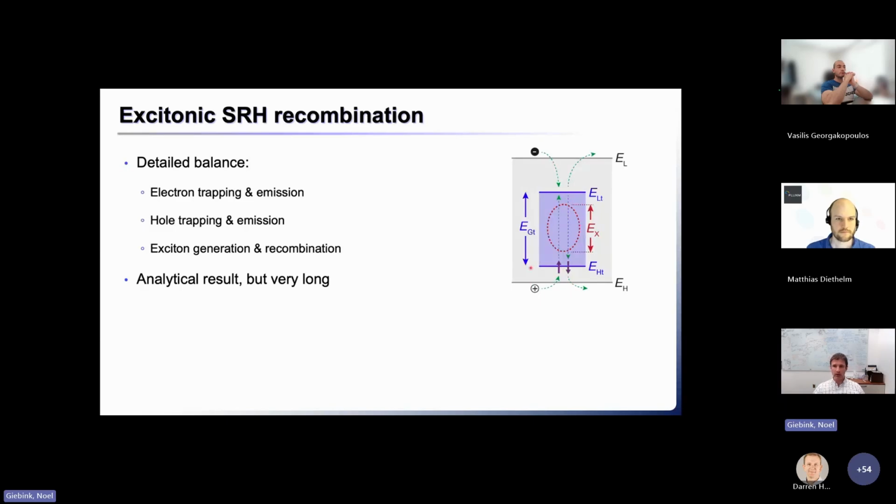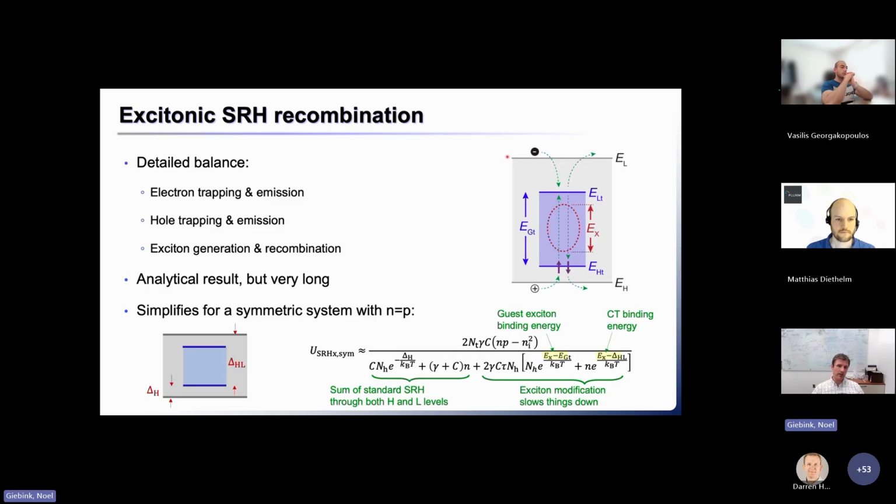If you trap an electron and a hole at the same time, you form an exciton, which has a finite lifetime, and also a finite probability of redissociating. And so if you take all of these processes now in a detailed balance, you also get an analytical result. It's much longer than the usual Shockley-Read-Hall expression, but it simplifies for certain simplified scenarios. And so one of them is if the energy levels of your guest are straddled symmetrically within your host, and if you set the electron and hole concentrations equal to each other.